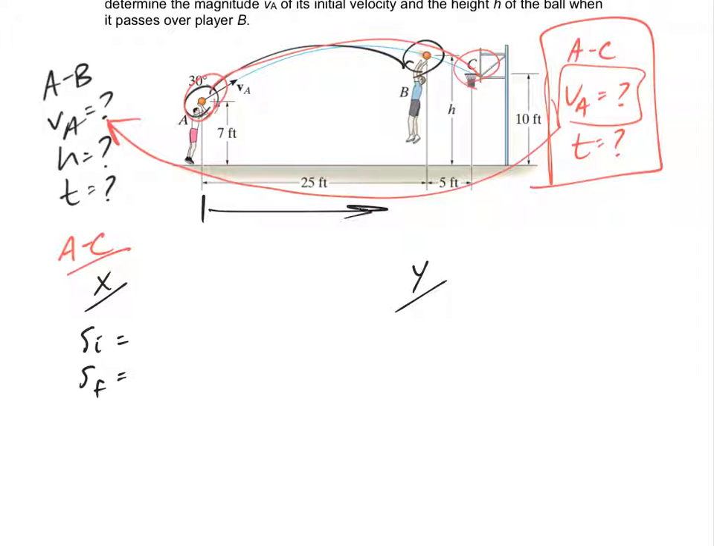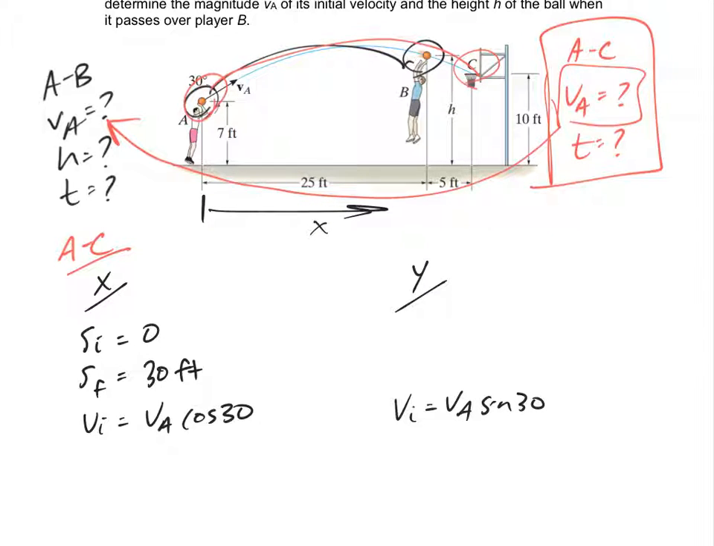So again, this is my X direction position. It starts at 0 and it goes to 30. I'm going from A to C. Its initial velocity in the X would be VA cosine 30, since it's at 30 degrees, whereas my initial velocity in the Y would be VA sine 30. My acceleration in the X is 0 for these projectile problems, whereas the acceleration in the y would be down 9.81 if we were in meters per second, but let's look carefully. We are in feet, so that would be down 32.2 feet per second squared.